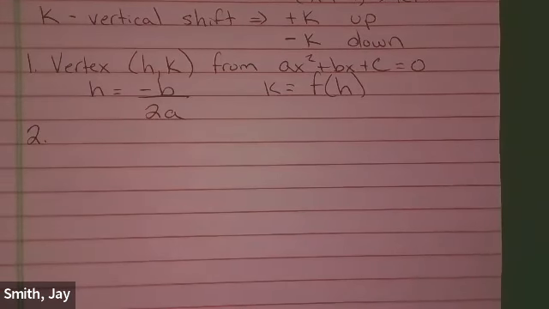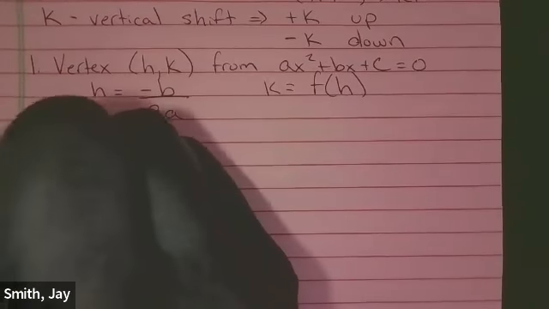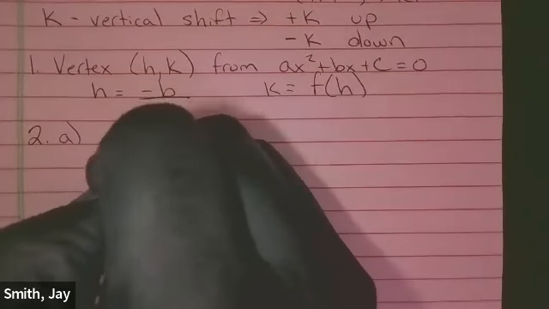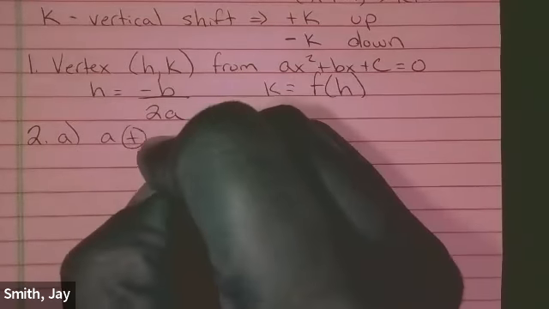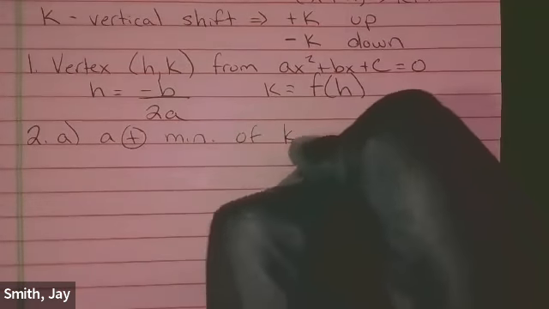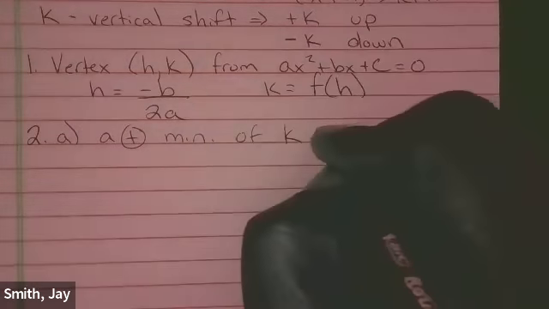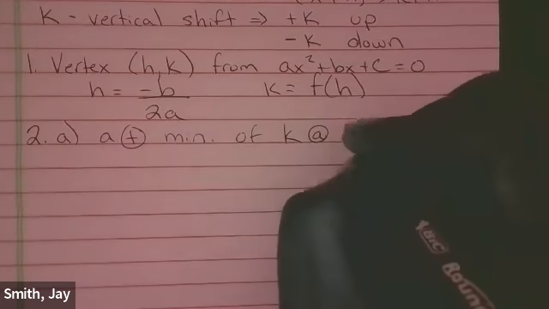Now we want to keep in mind too, in terms of minimums and maximums, that a parabola basically has one turn. It either turns going down or turns going up. So remember, if our A is positive, that means it opens up, or we're going to have a minimum. If our A is negative, that means it opens down, or we're going to have a maximum. So if A is positive, we're going to have a minimum of whatever that K value is. Remember, our lowest point is going to be the Y coordinate of our vertex. But it's always going to occur at X equals H.